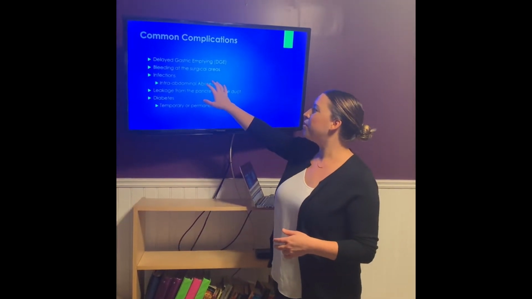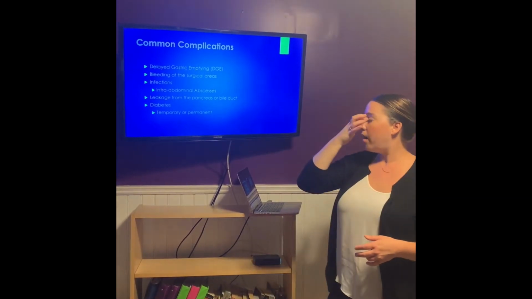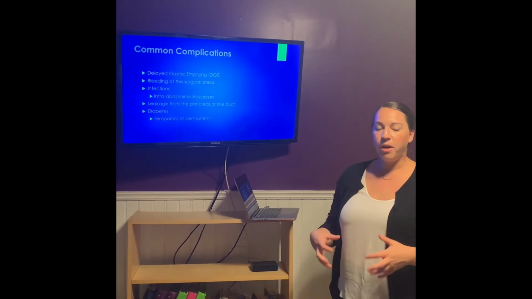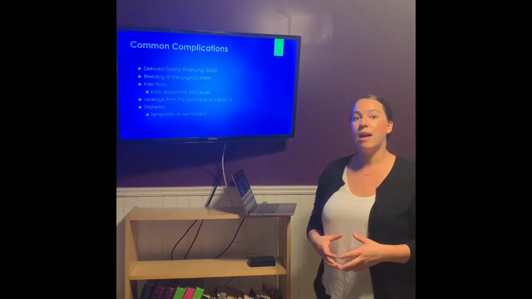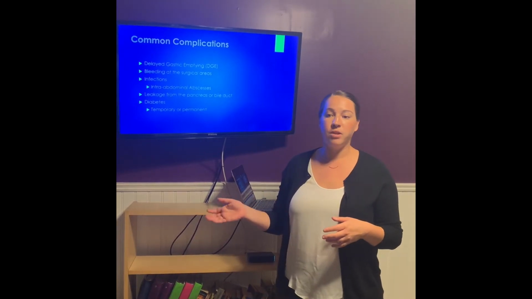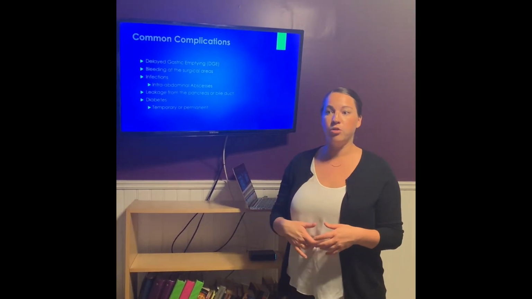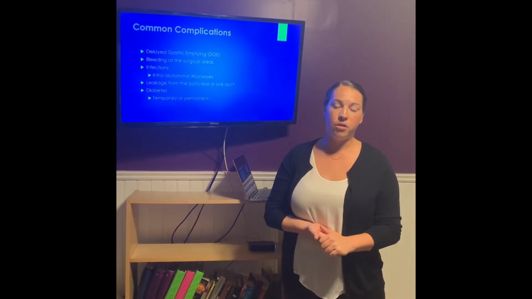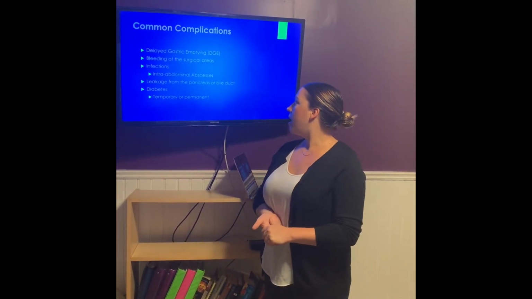I would say the next most common complication is infections. So these are intra-abdominal abscesses that form in the patient's abdomen. What we'll have to do is send those patients back to interventional radiology and they'll get another drain placed, called an abscess drain, that will drain that fluid, and they'll be started on antibiotics.